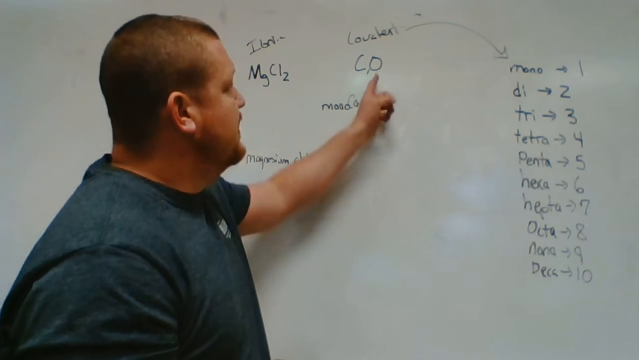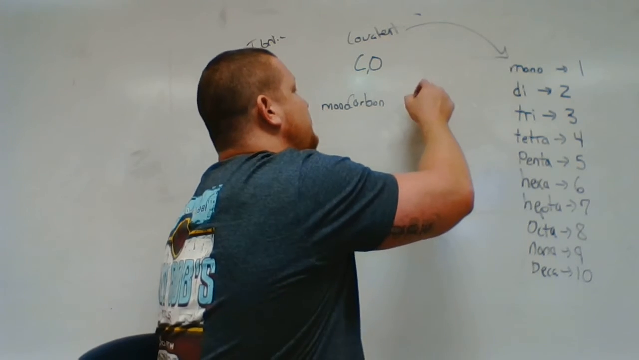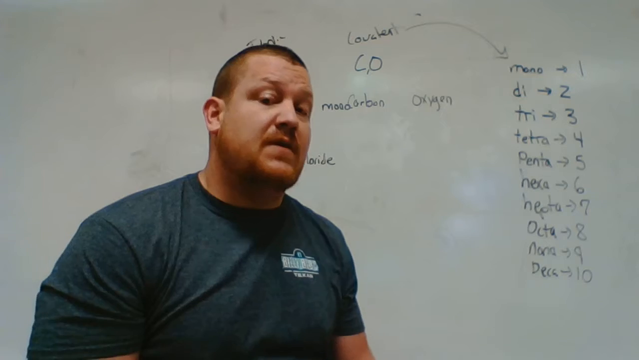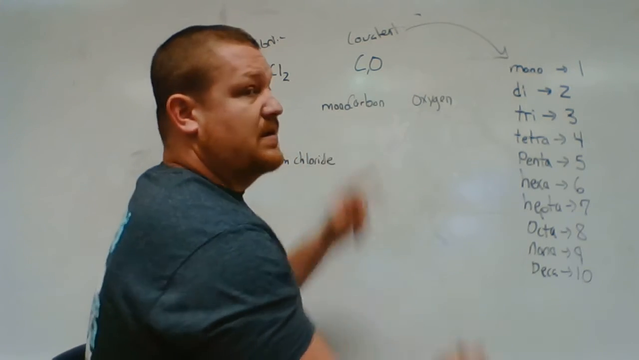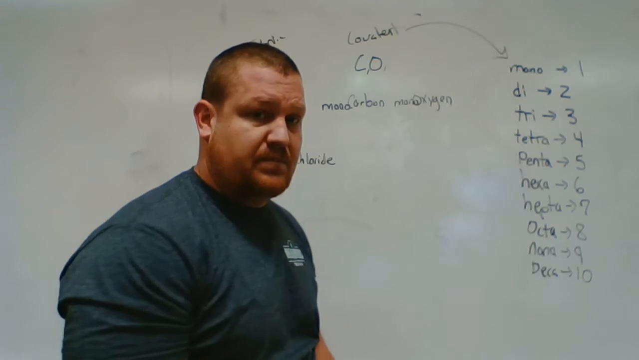Okay. Then we'll write the second word. This is oxygen. We're going to get the prefix for oxygen. There's 1 oxygen, so this is monooxygen.